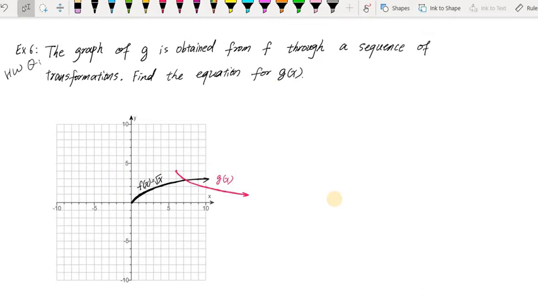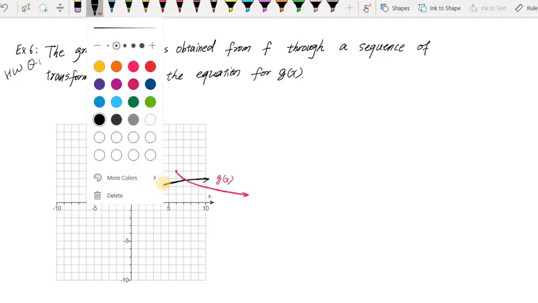Let's look at this example 6. The graph of g is obtained from f through a sequence of transformations. Find the equation for g of x. So here is the homework question. I find that many students struggle with this, so let's take a look. What they're saying is this is given to you. We have g of x, which is already obtained from f after the transformations. So they give you a graph and want you to look for the equation. It's just backwards. You have to think of this.